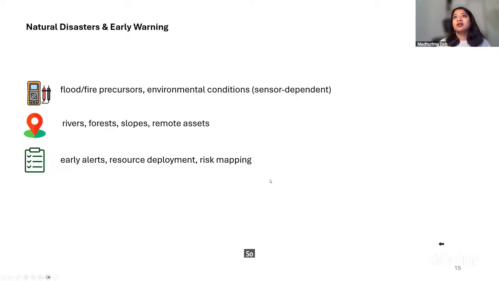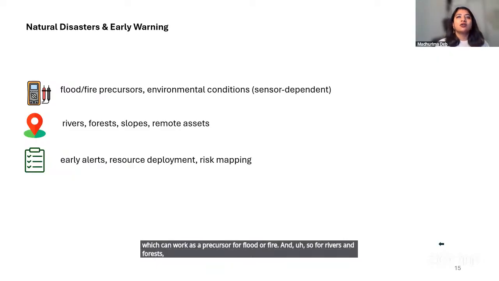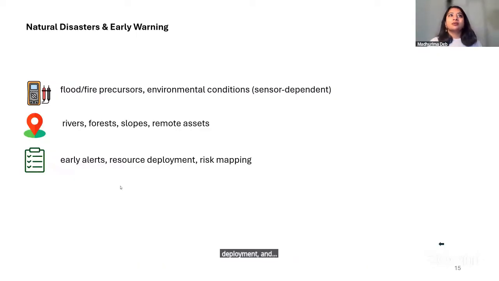Another very important use case is natural disaster warning. It can detect conditions which can work as a precursor for flood or fire. Rivers and forests are the areas of deployment, and it can provide us with some early alerts or risk mapping also.